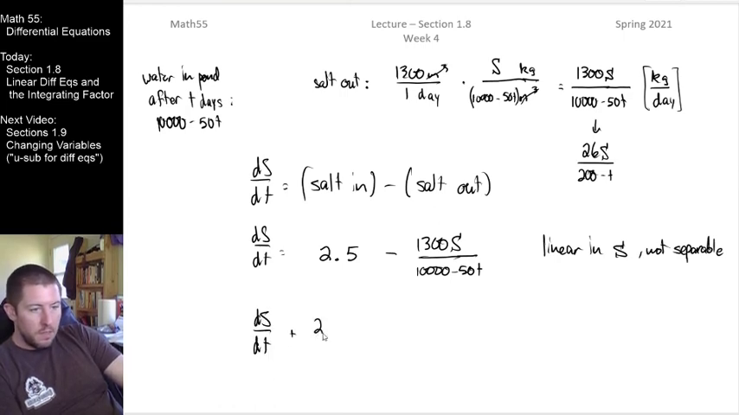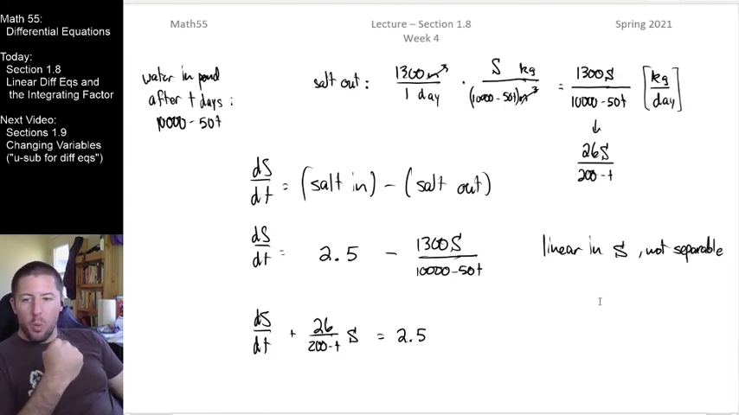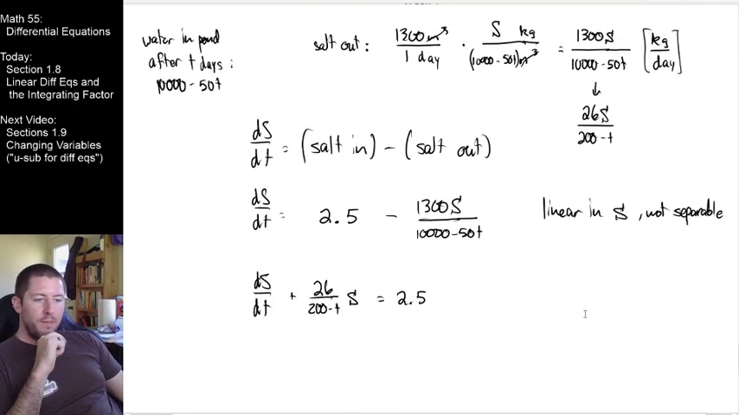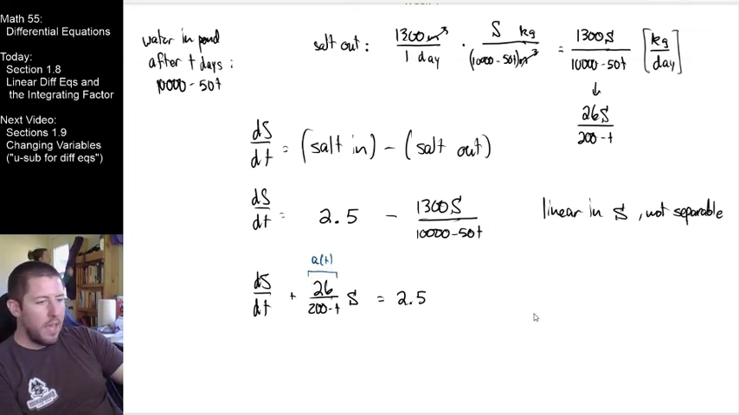Plus 26 over 200 minus t times S equals 2.5, right? So I'm doing my upfront work, the work to get it into the format that we want to see it, simplifying fractions, thinking of terms as being coefficients on other terms. I've now got that this is my a of t term, my coefficient on the S right there. So it looks like we can go ahead and compute for ourselves an integrating factor.